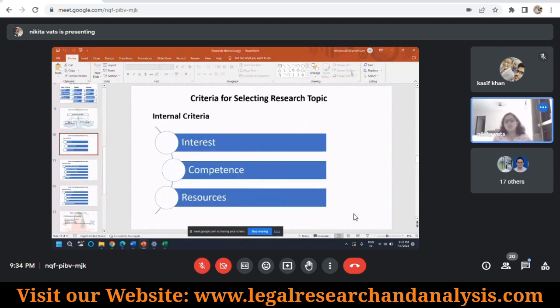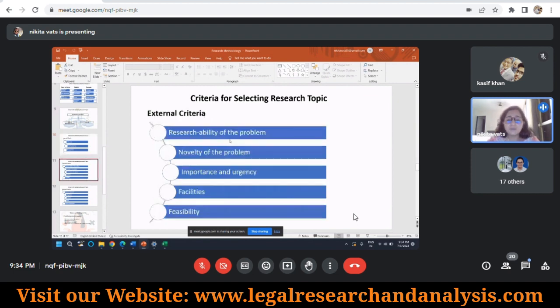So what exactly is worth researching, what gaps are worth researching, depends on a lot of other factors. The criteria for selecting the research topic are these. Internal criteria are interest, competence, and resources, which depend on the researcher. There are also external criteria: the researchability of the problem, the novelty of the problem, how new it is, whether people have worked on it earlier, whether it is important or urgent, the facilities that you have, and whether it is feasible to conduct the research.